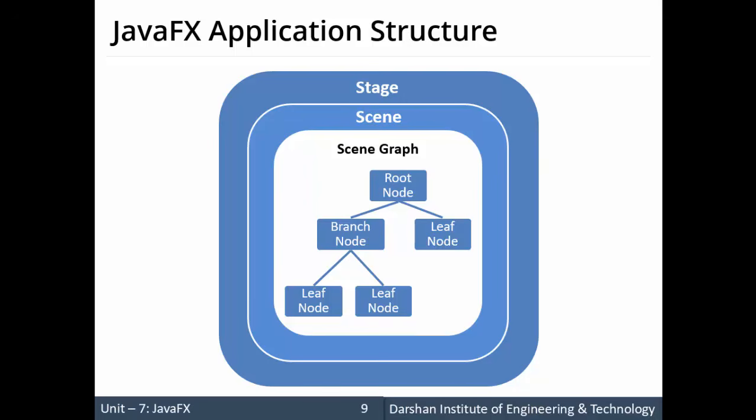So these are arranged in such a structure that it creates a tree-like structure, and this tree-like structure is to be added onto the scene graph, and this scene graph is added on the scene, and this scene is added on the stage. So this is the application structure. Now let's see one by one all the components in detail, starting with the stage, which is the base component.